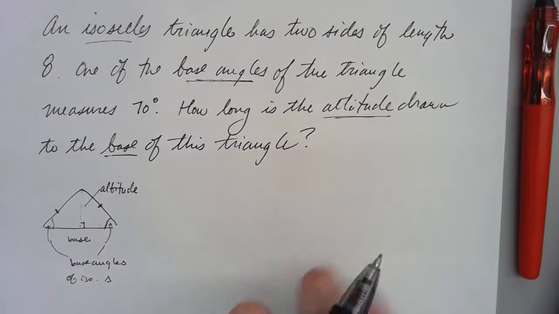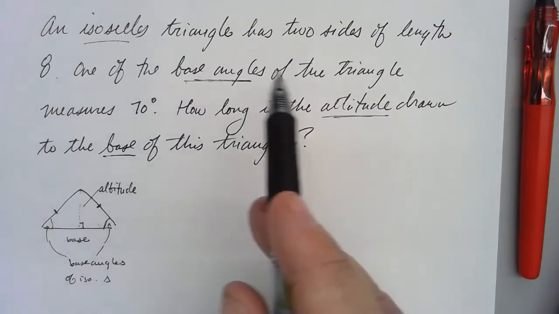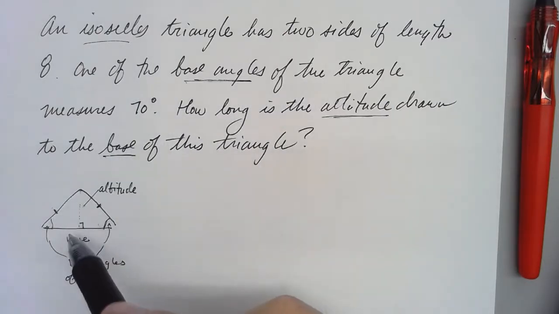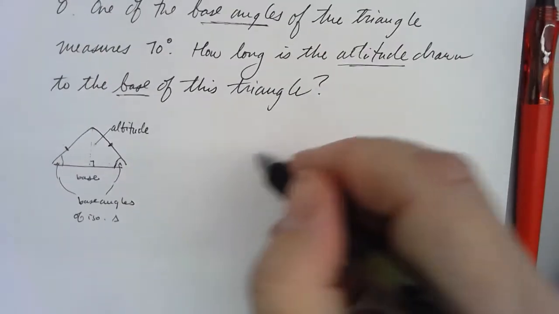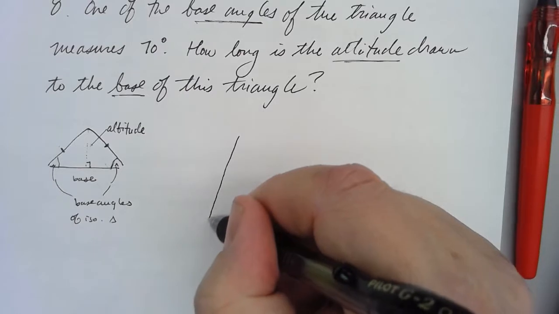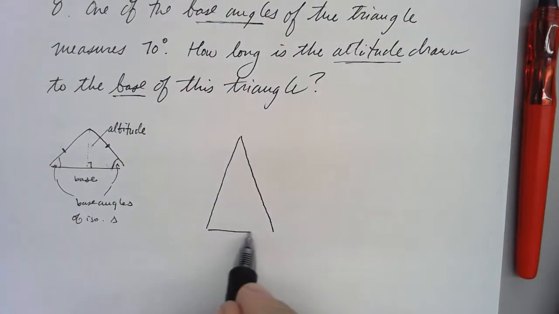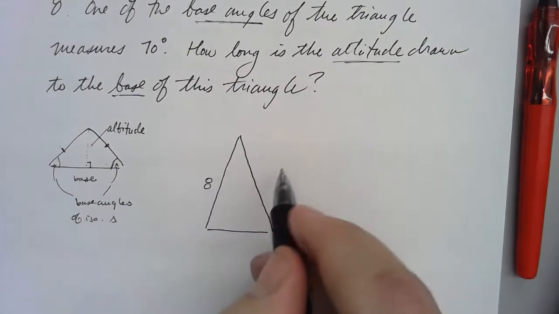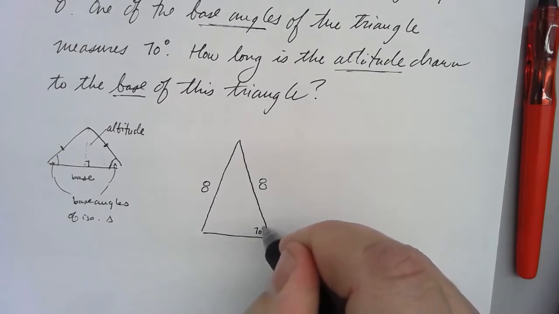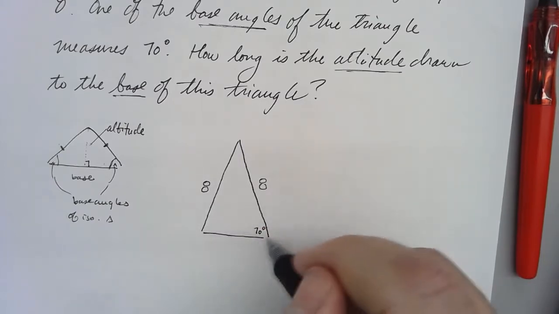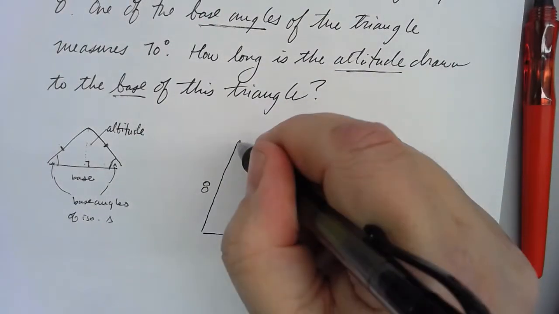So let's draw this specific situation. We have an isosceles triangle with two sides of length 8. One of the base angles measures 70 degrees, so the other one's also 70, because the base angles have to be the same. So this triangle looks like a tall, skinny triangle. These are both length 8, and it's tall and skinny because the base angles are both 70, so it's a pretty large angle. The question is, how long is the altitude drawn to the base of the triangle?